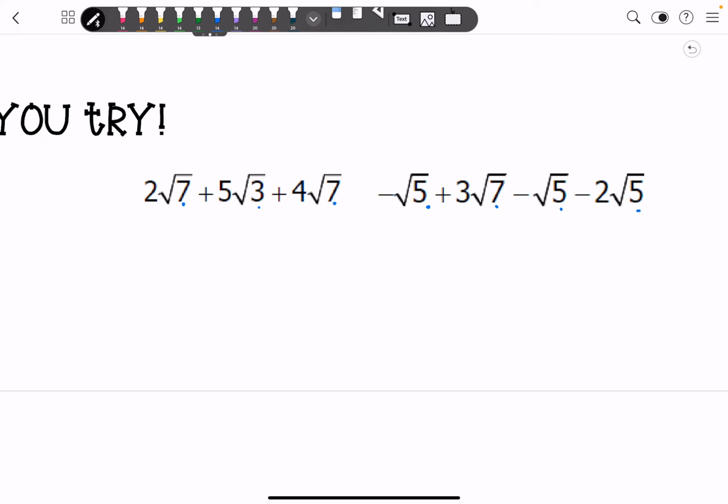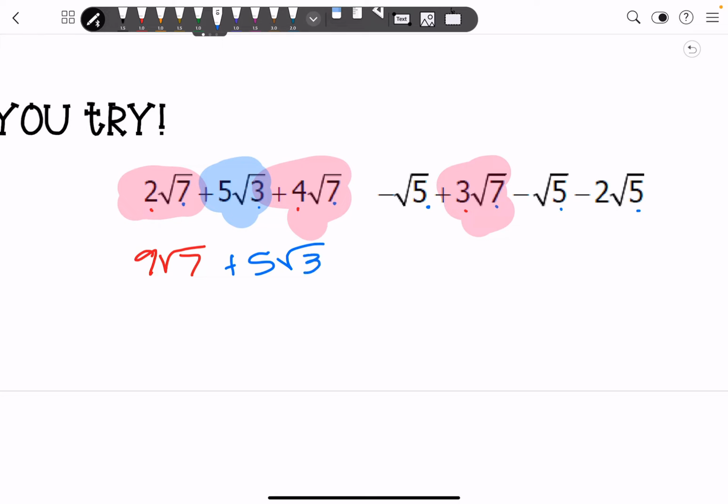Okay, so in this one, we've got 2 square root of 7 plus 4 square root of 7 plus 3 square root of 7. So all of those would be considered like terms. So 2 plus 4 plus 3, that gets you 6 plus 3, which is 9 square root of 7. Then you've got your square root of 3. Oh, that's the only one. So we've got plus 5 square root of 3.